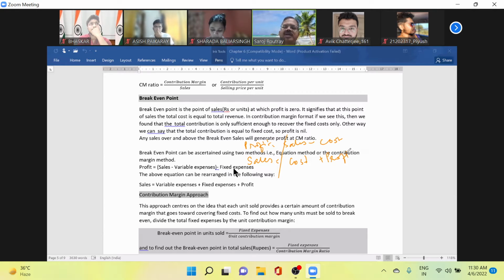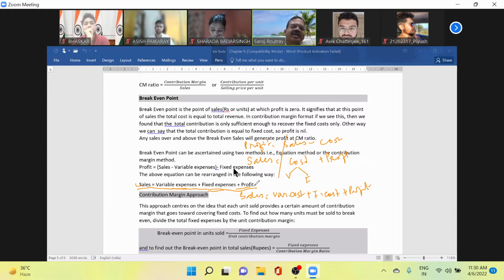Now, cost consists of two parts, variable and fixed. So my equation derived from here is sales is equal to variable expenses or variable cost plus fixed cost plus profit. Variable expenses, fixed expenses, and profit. So this is the equation. Using this equation, we can find out all related questions.